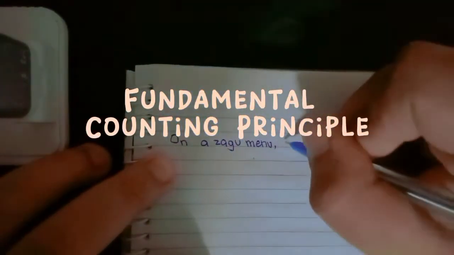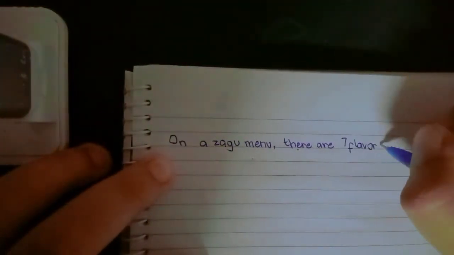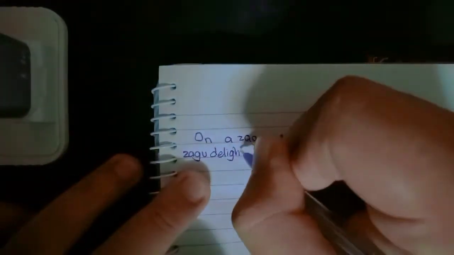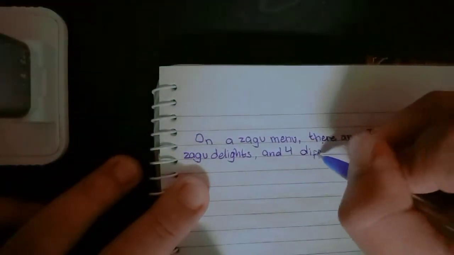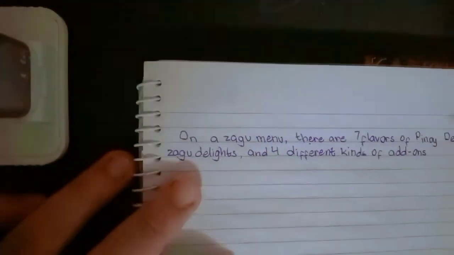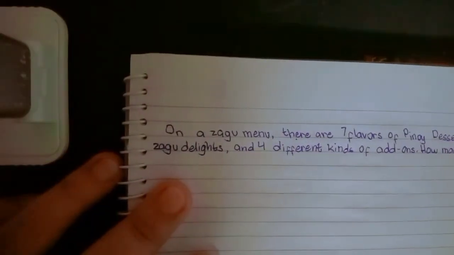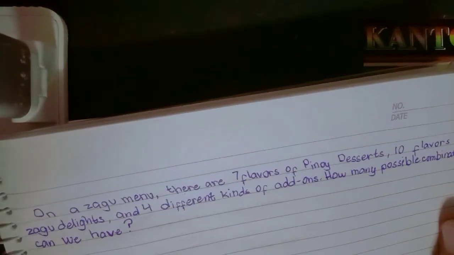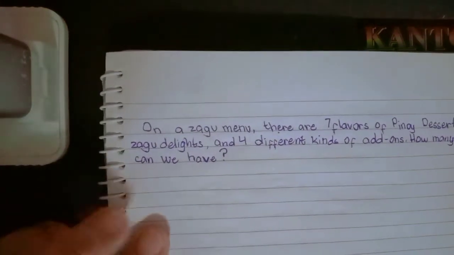Fundamental Counting Principle. On the Zago menu, there are 7 flavors of Pinoy desserts, 10 flavors of Sago Delights, and 4 different kinds of add-ons. How many possible combinations can we have? We can determine the possible combinations of these drinks if we multiply each given to one another.